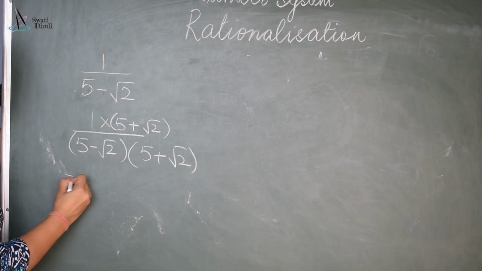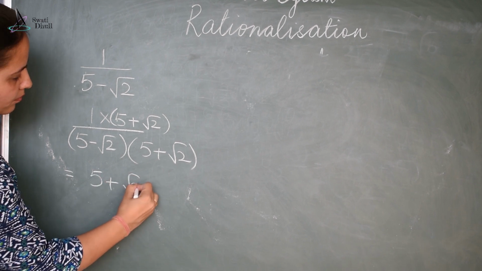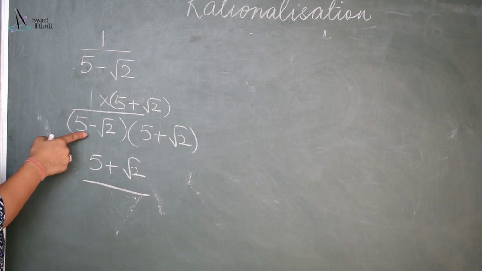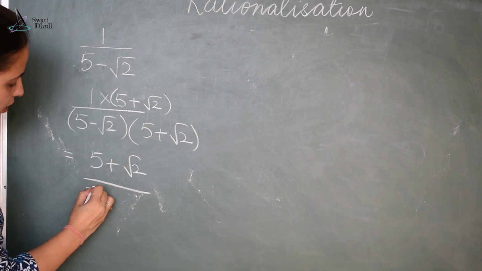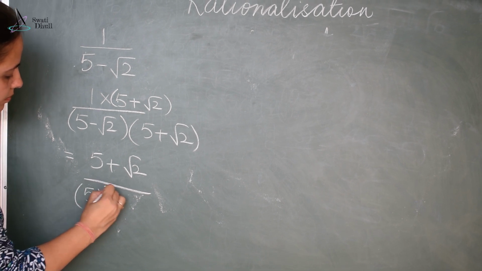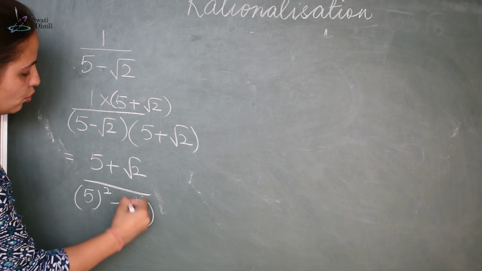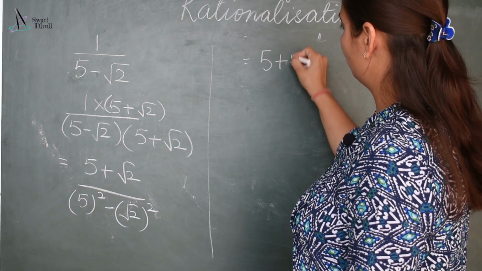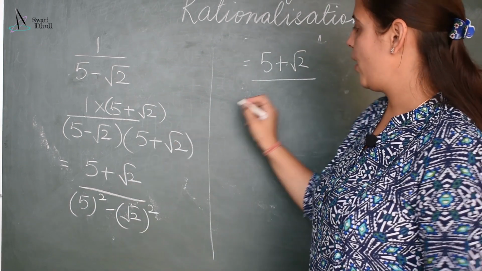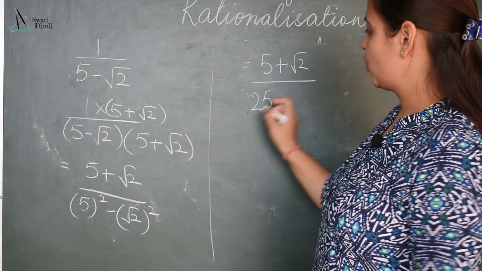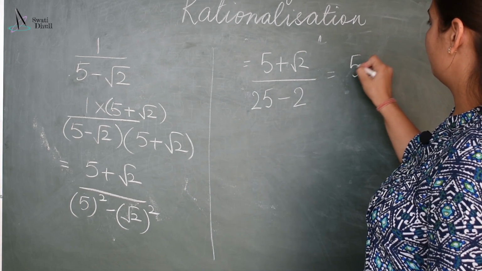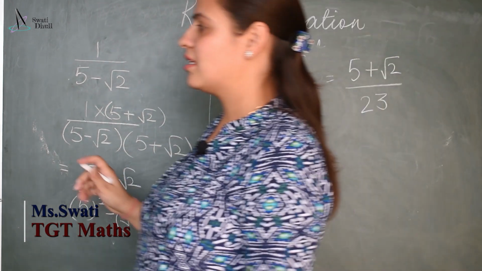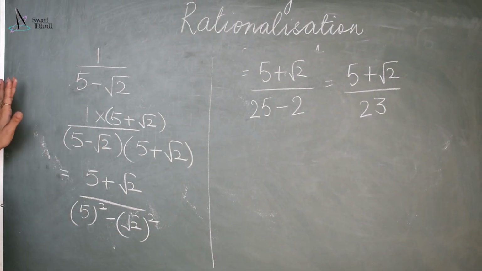So in the numerator, what will I get? 5 plus root 2 divided by, again a minus b into a plus b, it will become a square minus b square. So it will be 5 square minus root 2 square. So what you will get here is 5 plus root 2 divided by 5 square is 25 and root 2 square is 2. So this is equal to 5 plus root 2 divided by 23. So this is how we can rationalize the denominators.